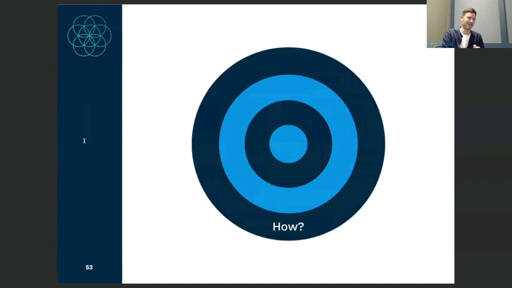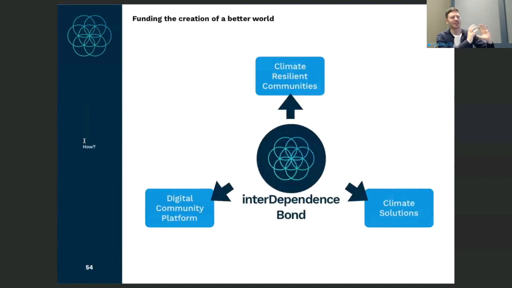So, how are we going to do all that then? Well, the plan is really centered on this idea of an interdependence bond. The idea, and we'll talk about this in a bit more detail, is that people make donations, and in exchange for their donations, they receive interdependence bonds, which is essentially a digital token. You could describe it a little bit like a tokenized charity bond. And the money raised from those donations is then going to fund predominantly climate resilient community infrastructure: locally produced energy, sustainably produced food, climate solutions, and also a digital platform designed to help us get to scale.